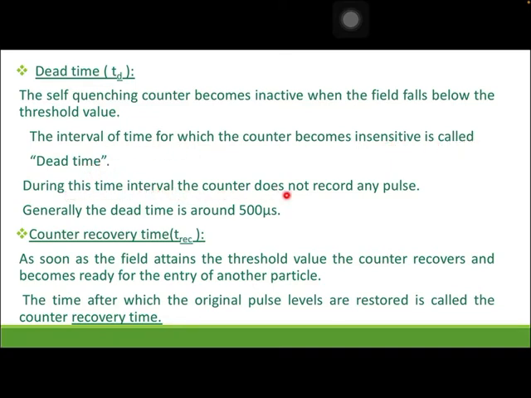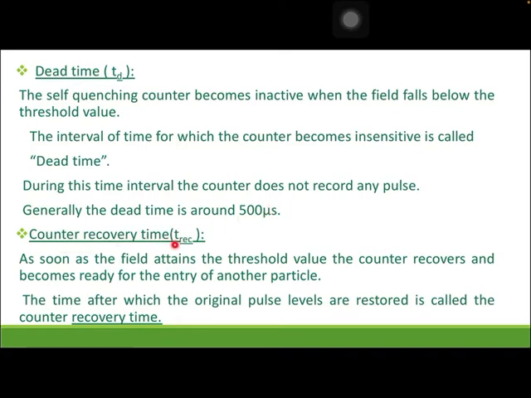During this time interval, the counter does not record any pulses. So there is a pause taken in between the entry of the first particle and the entry of the next particle. In that particular time period, the value of the operating voltage drops to the threshold value. So the counter becomes inactive, and the interval in which the counter does not record any pulses is called the dead time. Generally the dead time is around 500 microseconds. This is again decided in the designing of the GM counter.